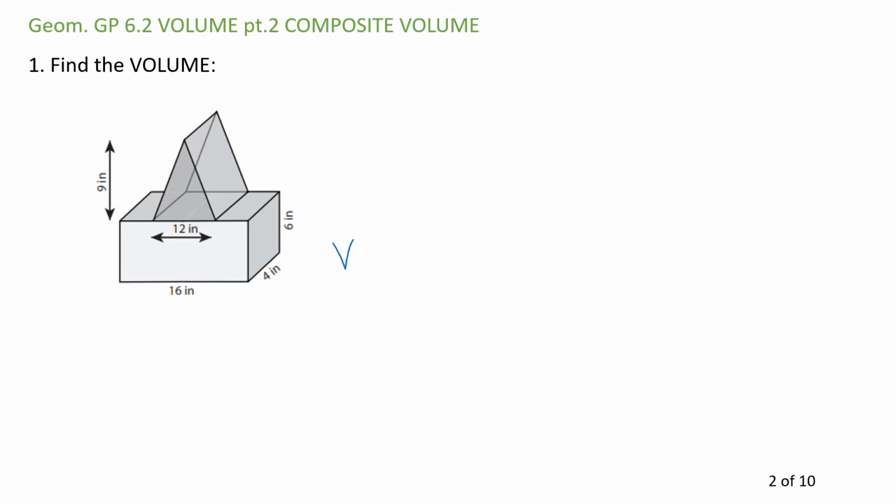The volume of the box on the bottom, I'm going to call it box, is length times width times height, or base times height. That's 384 inches cubed. And then I also need to find the volume of the wedge on the top.